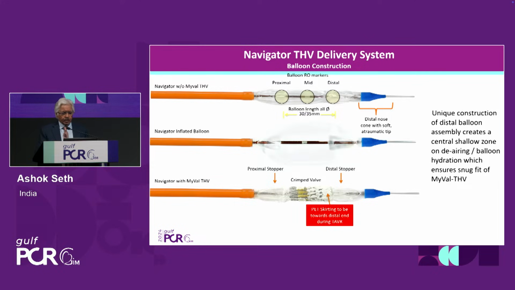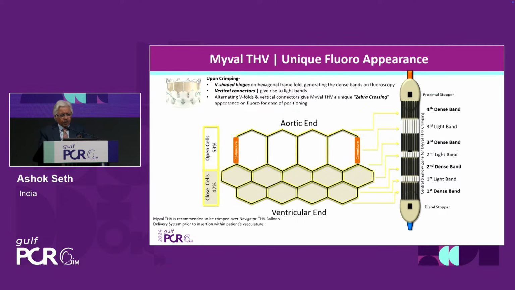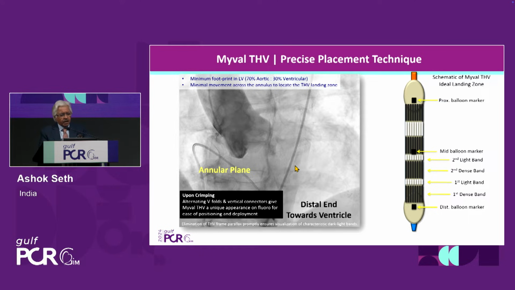It gets mounted between the two stoppers here. It's a snug fit. This balloon has 3 markers, a central marker and 2 markers at the ends. We also want you to understand that this is a very flexible delivery shaft of the Navigator system. And when this valve is crimped, it creates a unique fluoro appearance of dense bands and light bands related to the V hinges and the vertical connectors. And these light and dense bands aid in appropriate and accurate placement of this valve.